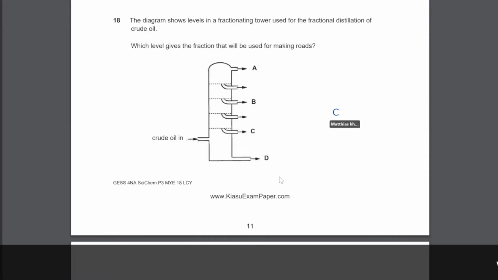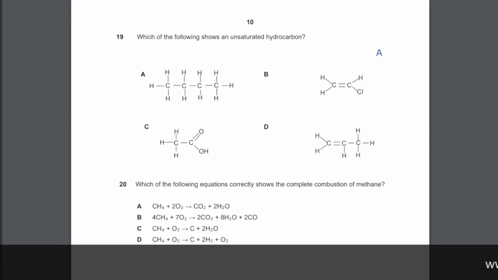Bitumen is used for making roads. If you make roads, you use bitumen. Bitumen is the one at the lowest. Is it D? Yeah, it's D. Okay, next, question 19.